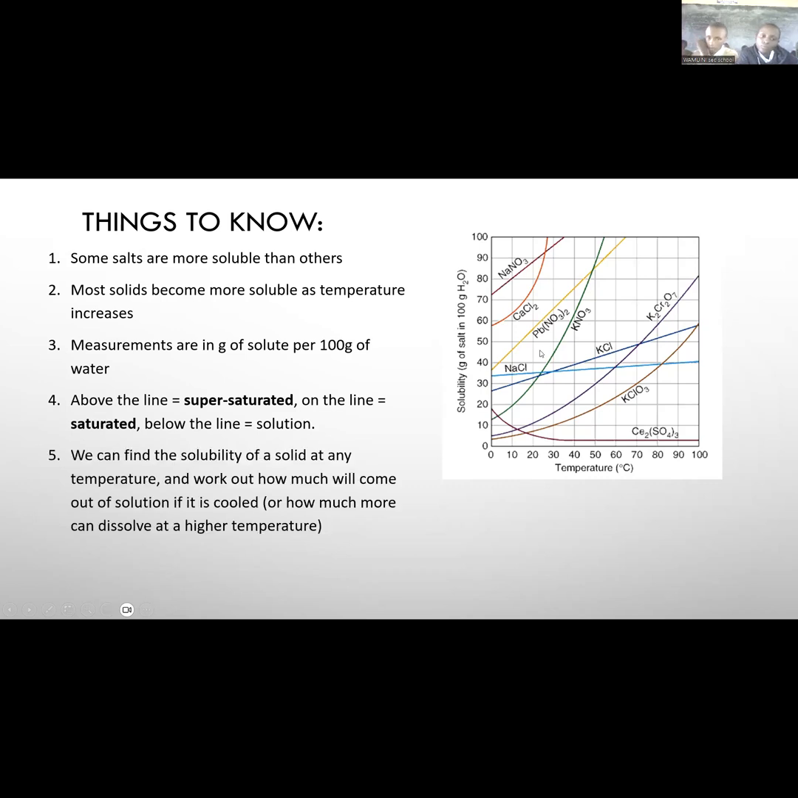And the final thing is that we can find out the solubility of a solid and work out how much will come out of solution, or precipitate, as we cool it down, or warm it up in cerium's case. Okay?